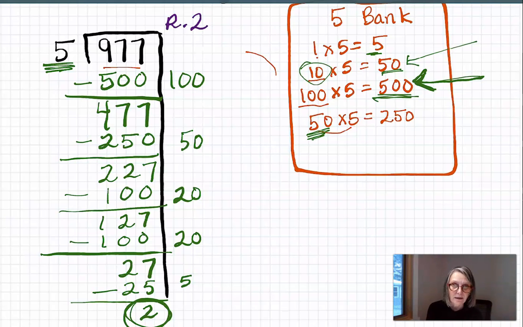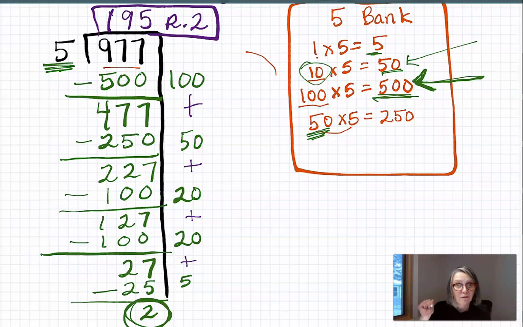Now let's add up how many did work. 100 plus 50, that's 150, plus 20, 170, plus another 20, 190, plus 5, 195, with the remainder of 2.